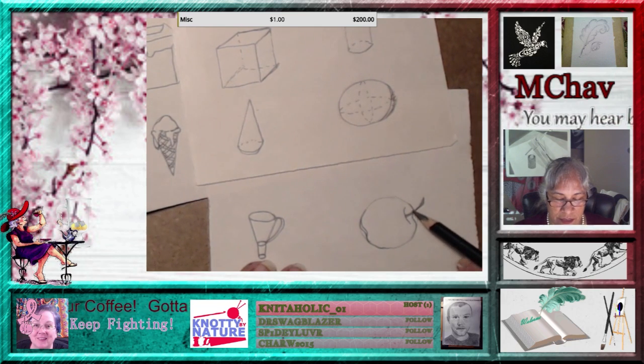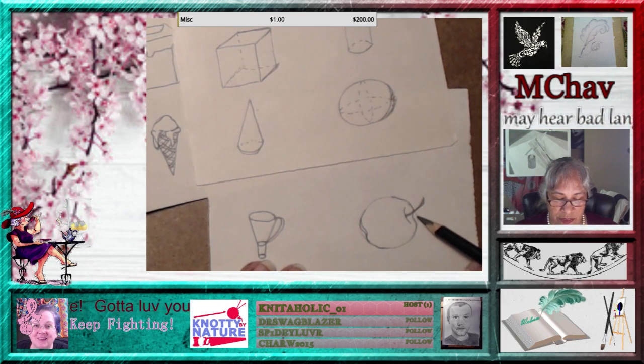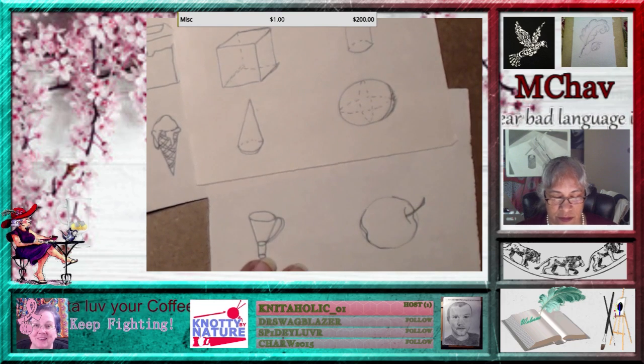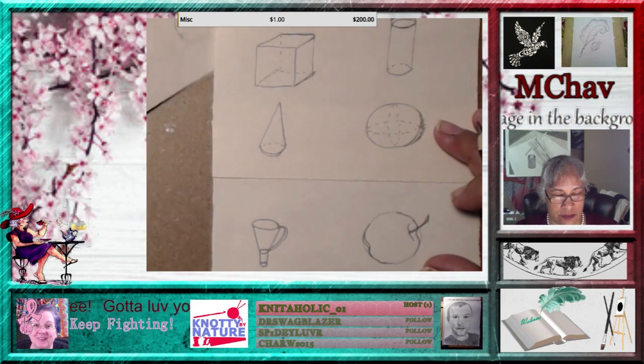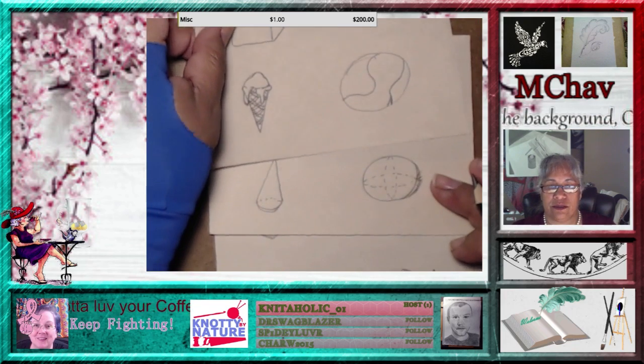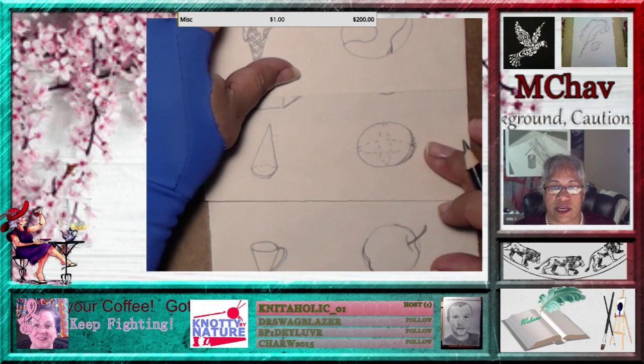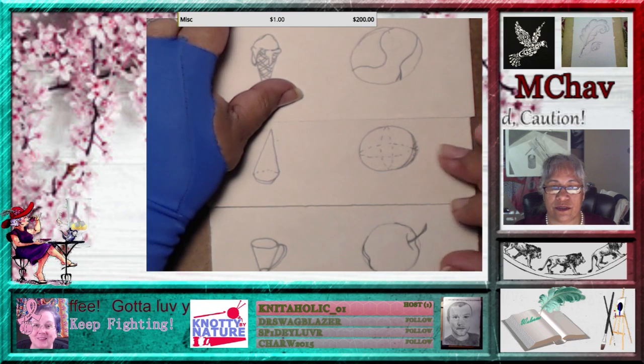And that's all it takes. You just take a little bit out of there, and the same thing. And that's how you change what you're drawing. So here's your ball, and here's your apple, just from the sphere.